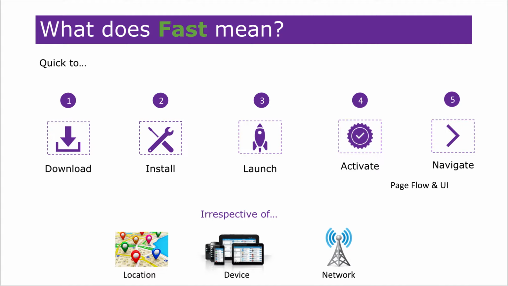So fast generally means the apps which are quick enough to download. Once they're downloaded, they're quick enough to be installed. Once they're installed, they're quick enough to be launched. Once they're launched, they're quick enough to be activated, and finally quick enough to navigate. Now activation means that once the app is launched, the user has to sign up, provide some details, get started with the app. So this is what we call activation.